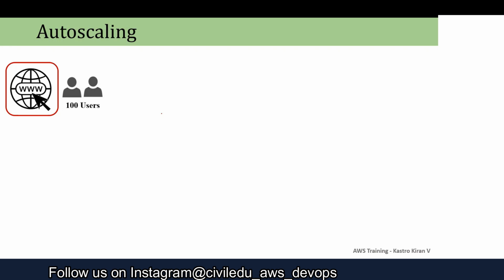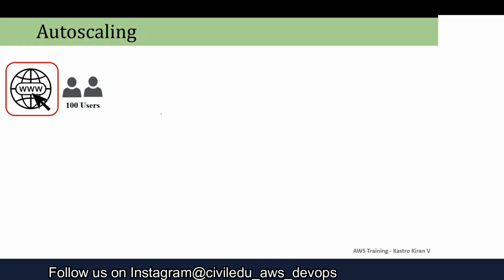Now, how will auto scaling work? Let us understand that. Auto scaling is nothing but creating the instances automatically based on the number of users that are accessing the website. Based upon the usage, the instances can be created automatically by using the auto scaling feature.